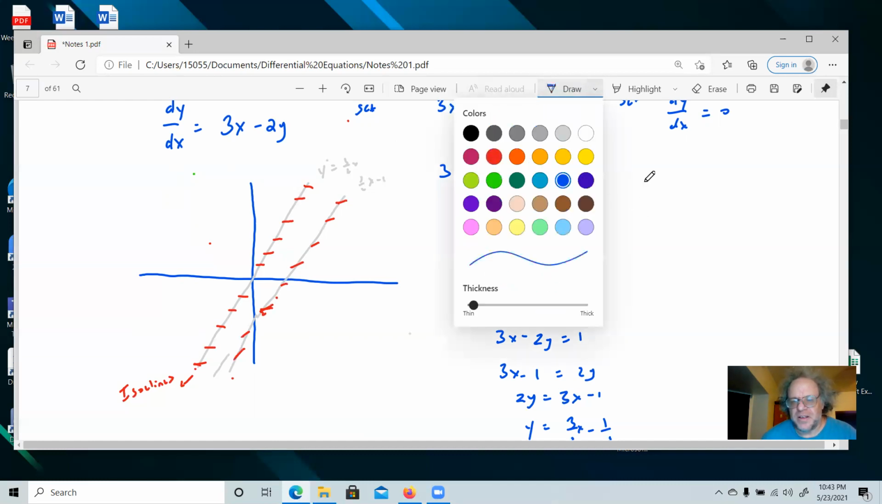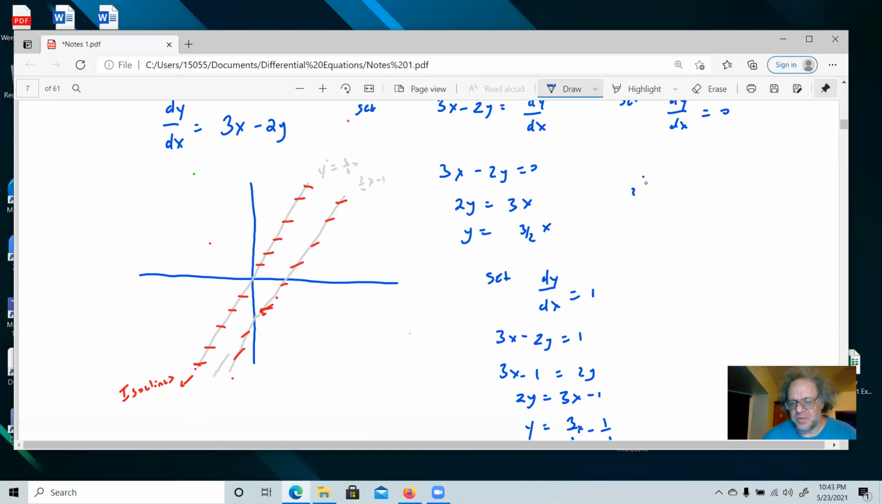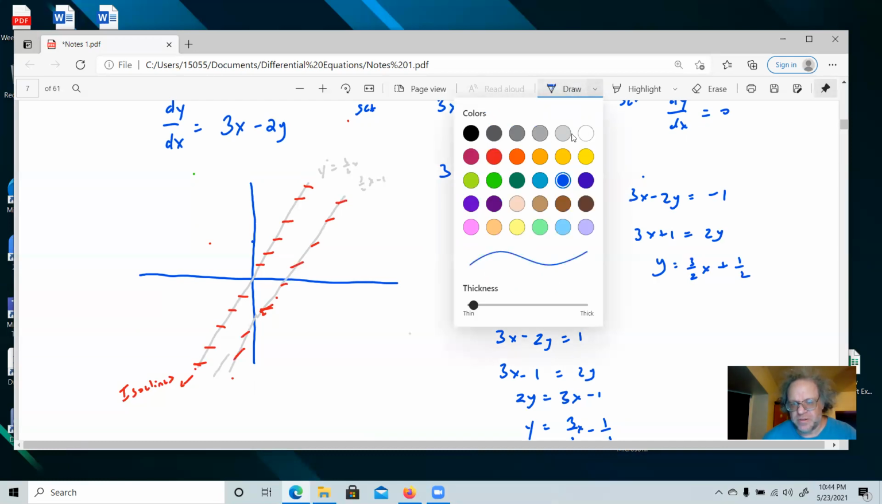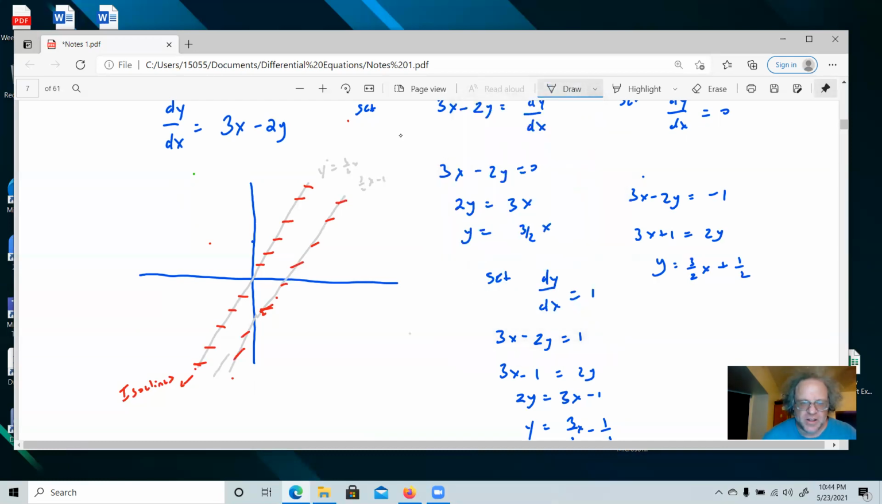So what if we do this? We say 3x minus 2y is equal to -1. And we could say this is 3x plus 1 is equal to 2y, or y is equal to 3/2 x plus 1/2. So we're going to go up here. Again, I'm going to use my light gray here to see if I can sketch out a line. And I will do this here.